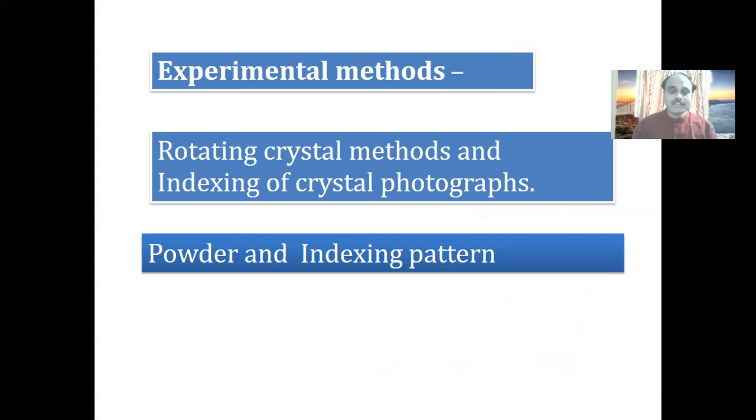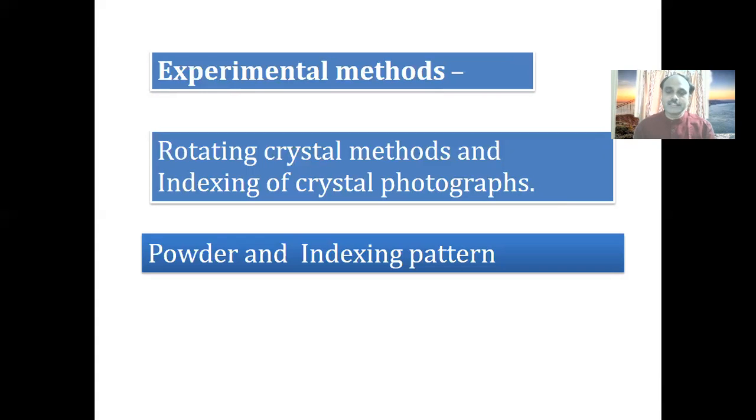How do you determine the single crystal structure? By the rotating crystal method, that is called Bragg's diffractometer. And after obtaining the picture of a crystalline structure, how do you index those patterns which are obtained from the rotating crystal method? That is what indexing of crystal photographs means.